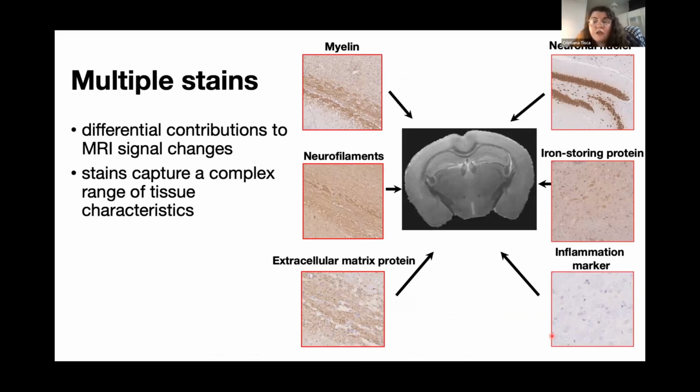And traditionally, MRI histology research has focused particularly on relating myelin histology to MRI, hypothesizing that that is a primary driver of MRI signal change. However, we now know that the whole picture is a bit more complex, and in order to understand the different biological contributors to MRI signal change, we can acquire these multiple stains from neighboring brain slices and relate the different features captured by the different stains to the MRI signal change of interest.